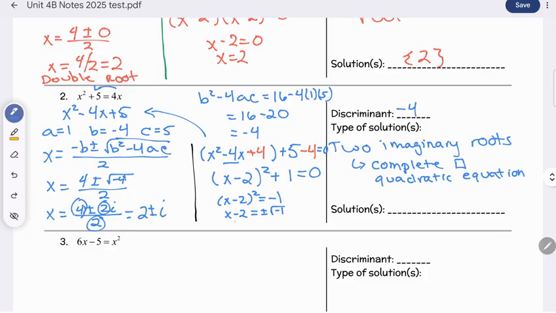We're going to bring our 2 over to the other side. It's going to be 2 plus or minus, and the square root of negative 1 is i. So you see, two different methods, same answer. So our solution is going to be 2 plus or minus i.